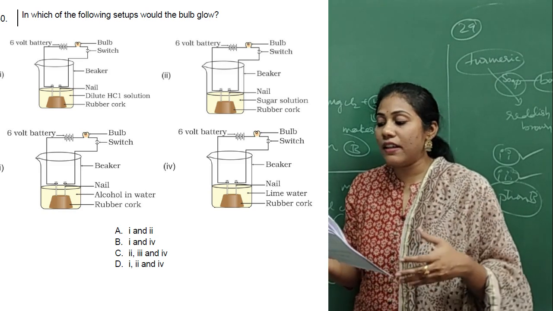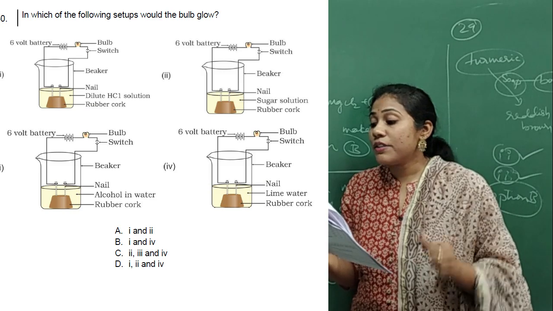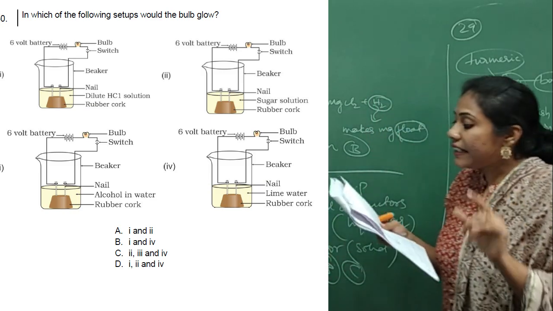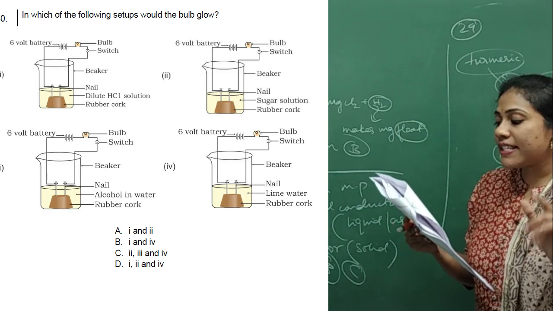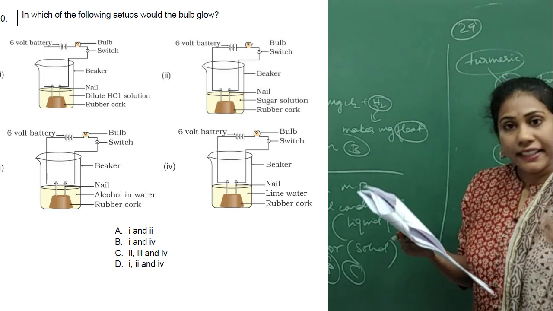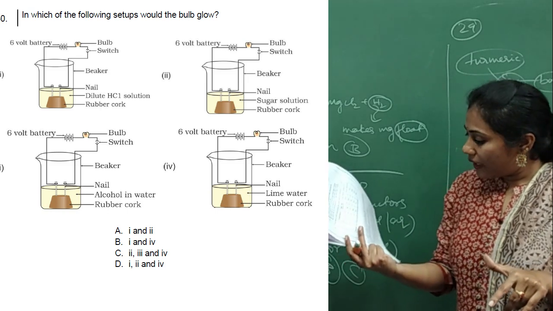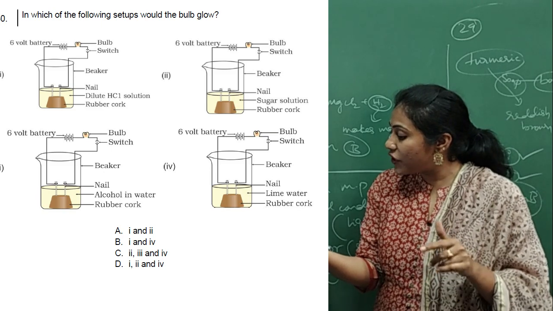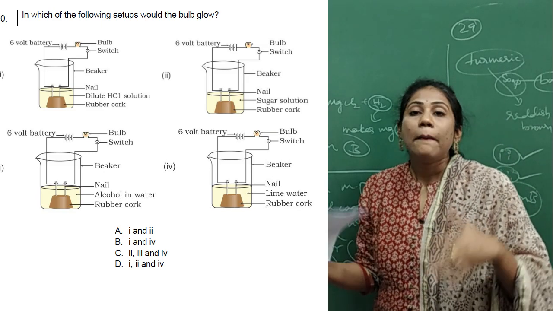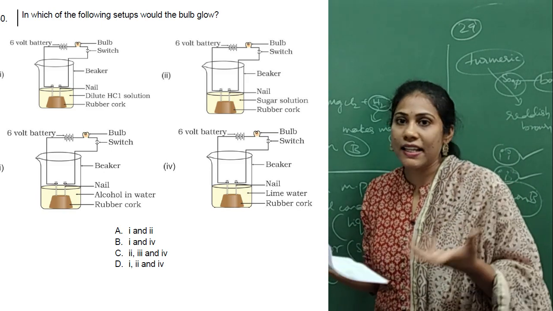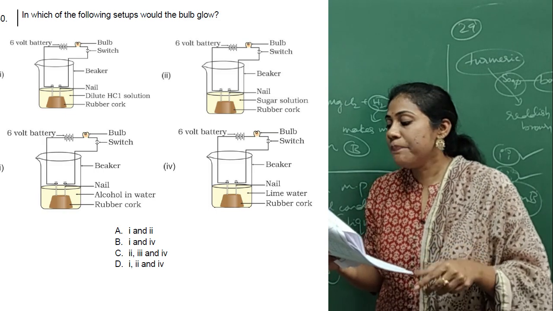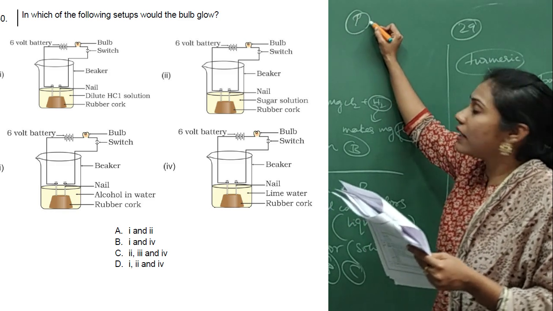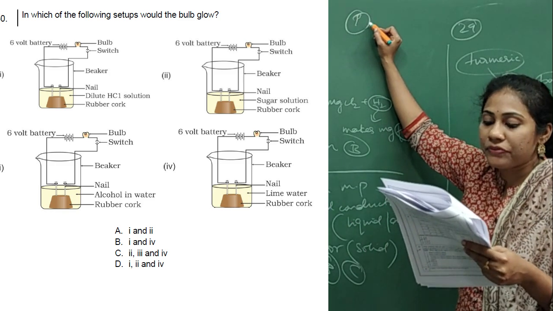See, it is a diagram on solution conducting electricity. Just observe the solution. In diagram 1, solution was HCl. Can it conduct electricity? Yes or no? Diagram 1. You read out the question they asked you, in which of the setups does the bulb glow? Bulb must glow in the sense it must conduct, the solution must conduct electricity. So HCl solution conducts electricity. So first figure number 1 is correct.